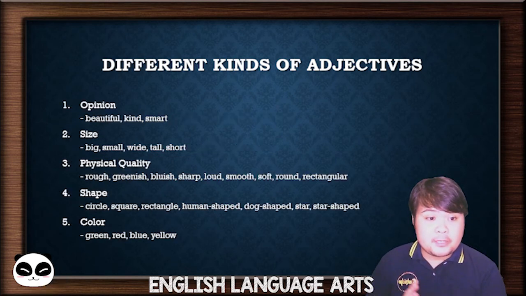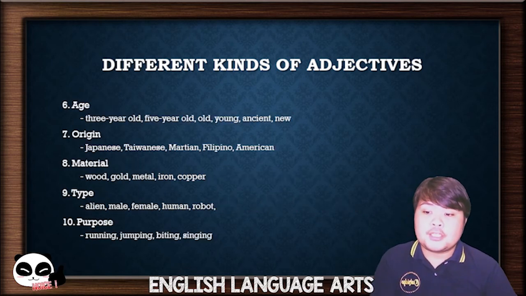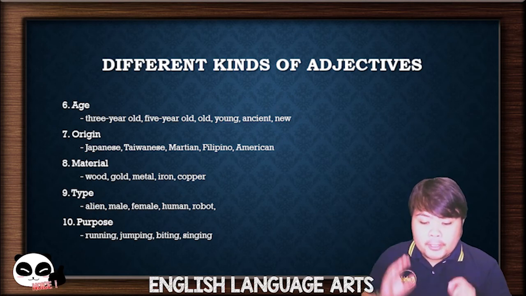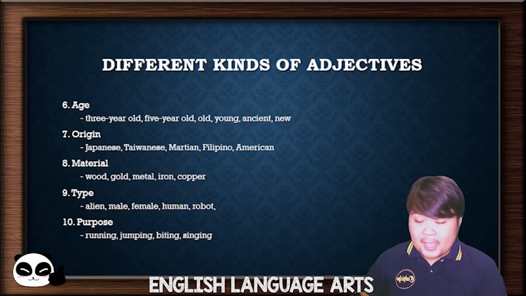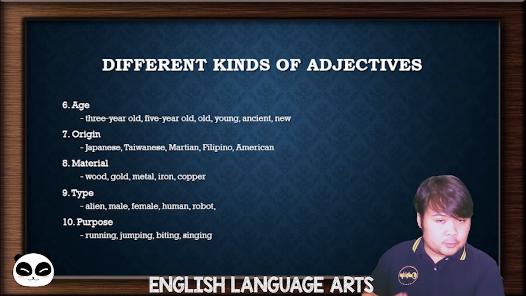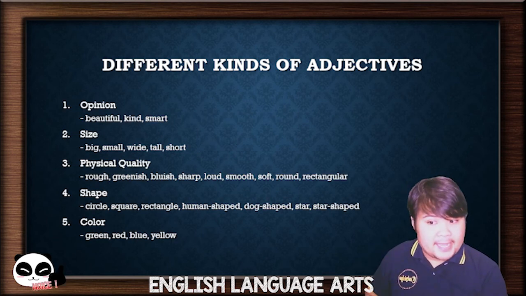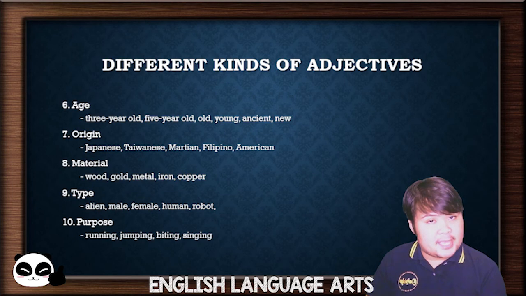Again, they have to be in order. You have to start from the very first: opinion, size, physical quality, shape, color, age, origin, material, type, and purpose. When you master all 10 and you are presented with 10 different kinds of adjectives, you have to know which goes first.